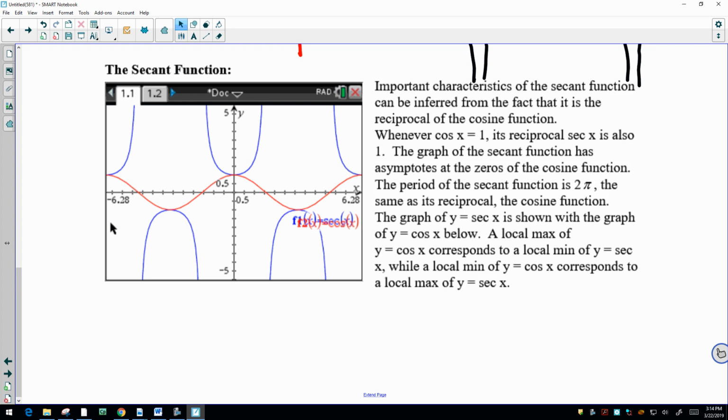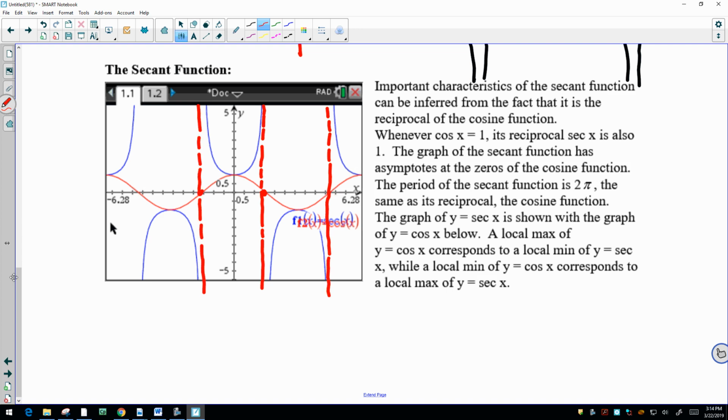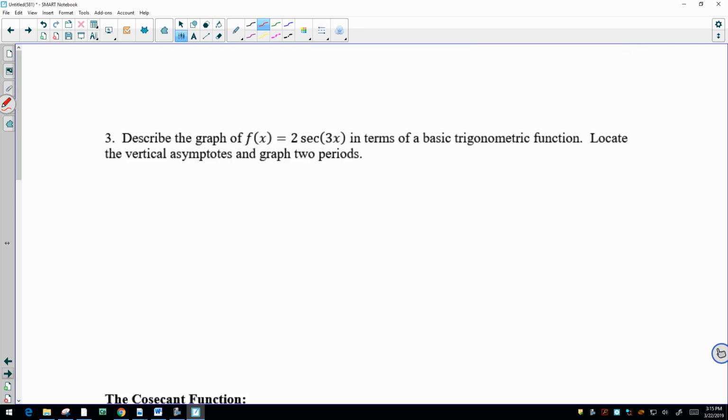And so we can see here, wherever cosine is 0, that is going to be an asymptote. If I did a reciprocal of 0, I would get undefined. That's undefined for my secant graph. Okay, anywhere I see a 0 for cosine, I'm seeing asymptotes. Same thing back here if I were to graph on that negative side. So we're going to keep that in mind. The other thing is the maximum points of cosine become your minimum points for secant, and vice versa. The minimum points for cosine become your maximum points for secant.